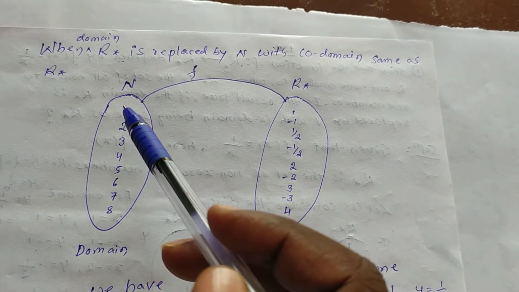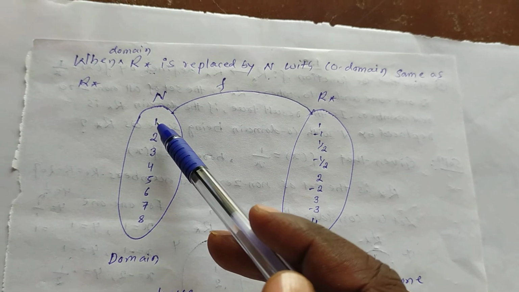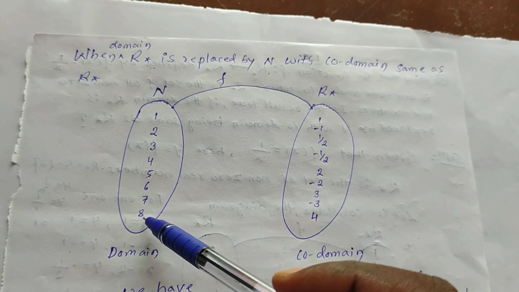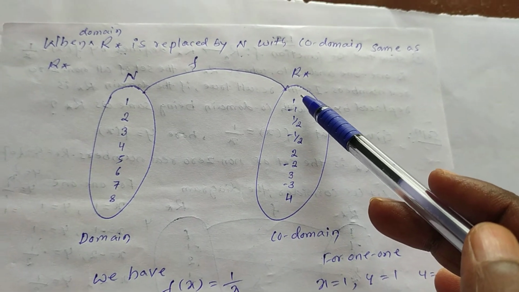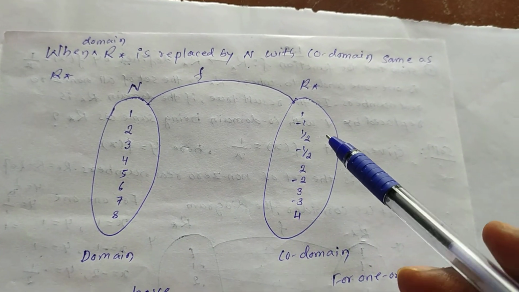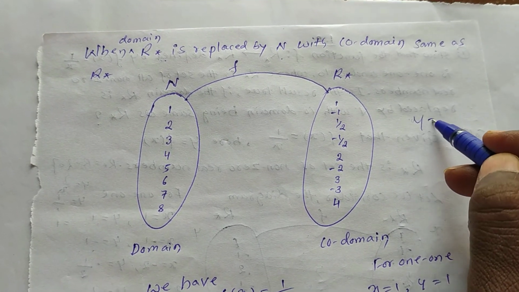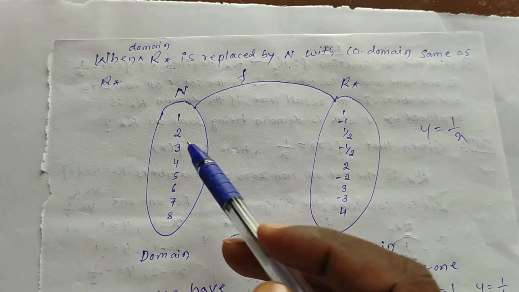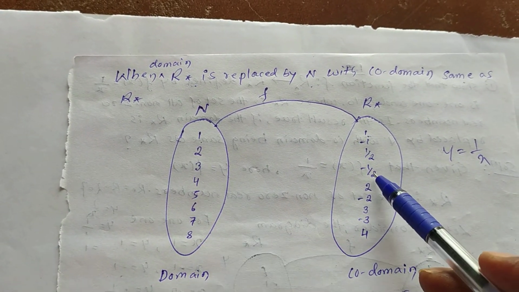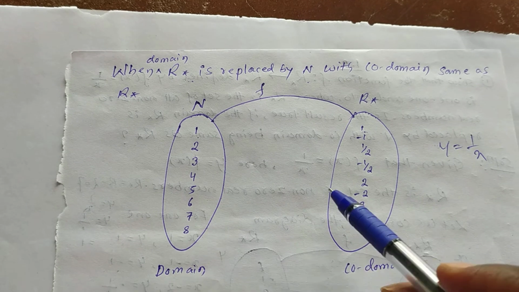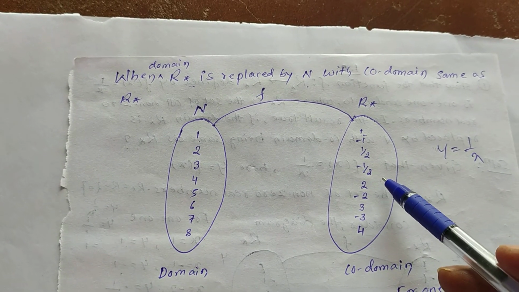So here, when the R star domain is replaced by N, we have the natural numbers 1, 2, 3, 4, 5, 6, 7, 8 up to infinity. But R star contains all the non-zero real numbers. So here also, according to the function y equals 1 by x, when x equals 1, y equals 1. When x equals 2, y equals 1 by 2 exists here. When x equals 3, y equals 1 by 3 exists here, but it is not written, so imagine that they exist.